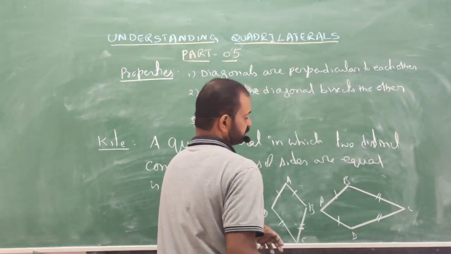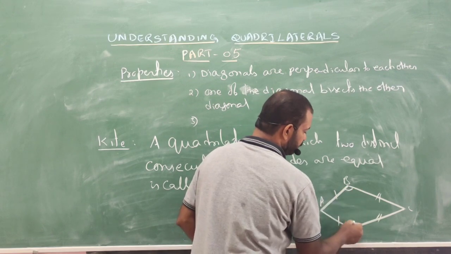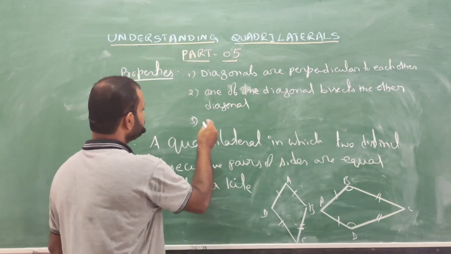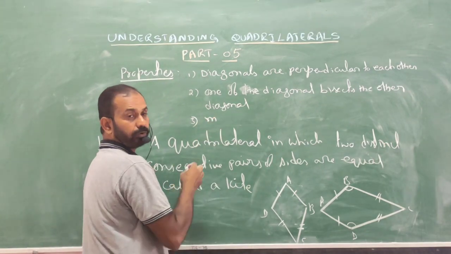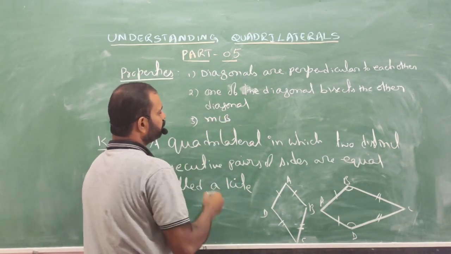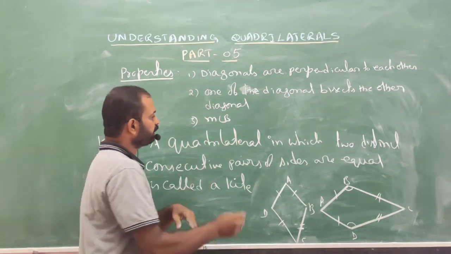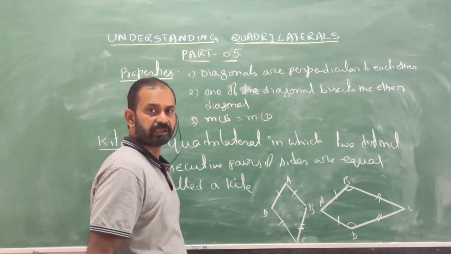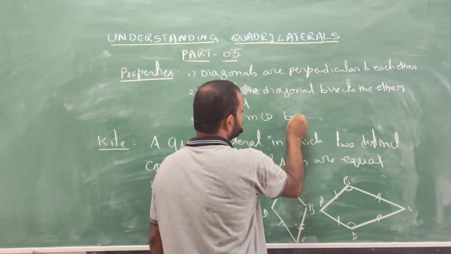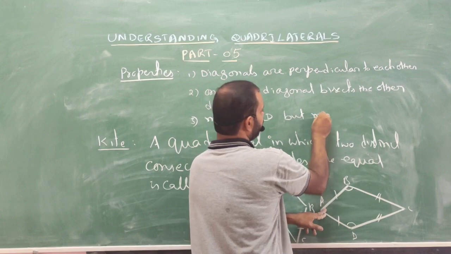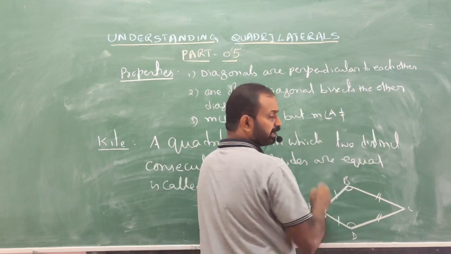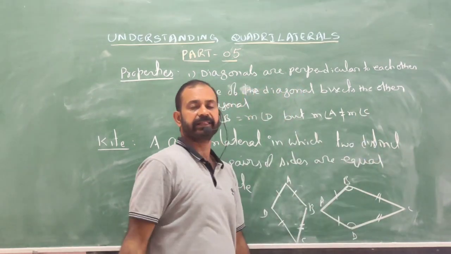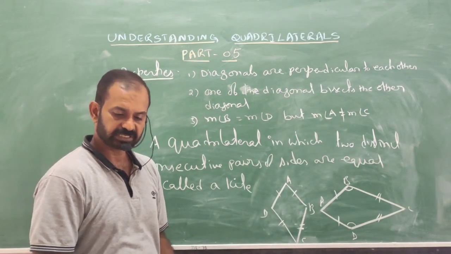The angles: angle B will always be equal to angle D. That is, the measure of angle B is the same as the measure of angle D. But the measure of angle A need not be equal to the measure of angle C. I hope this is clear.